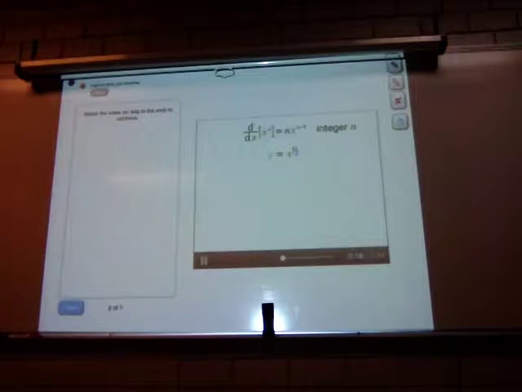X to the 1/2 is the same thing as the square root of x, so let's write it like that. For implicit differentiation, we'll want to rewrite this equation in terms of functions we can already find the derivative of. What's an equivalent way to write this equation?